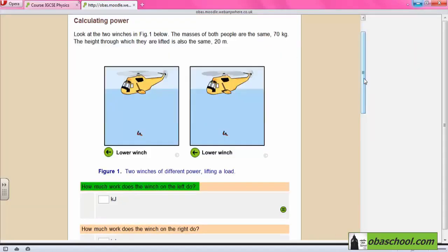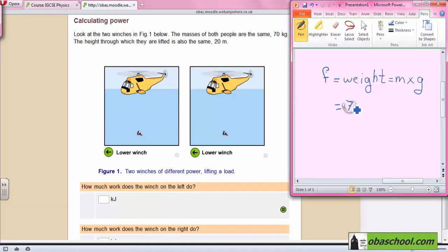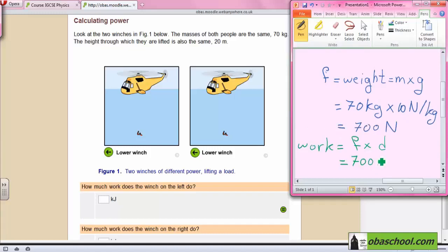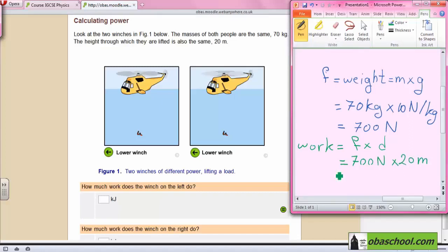the people. Here we have a question that says, how much work does the winch on the left do? So here the force is equal to weight. Weight is mg, equal to 70 kilograms times 10 Newton per kilogram, which is equal to 700 Newton. So the work here, as we mentioned earlier, is F times D, equal to 700 Newton times 20 meter, equal to 14,000 joules, divided by 10 to the power 3, which means it is equal to 14 kilojoule.